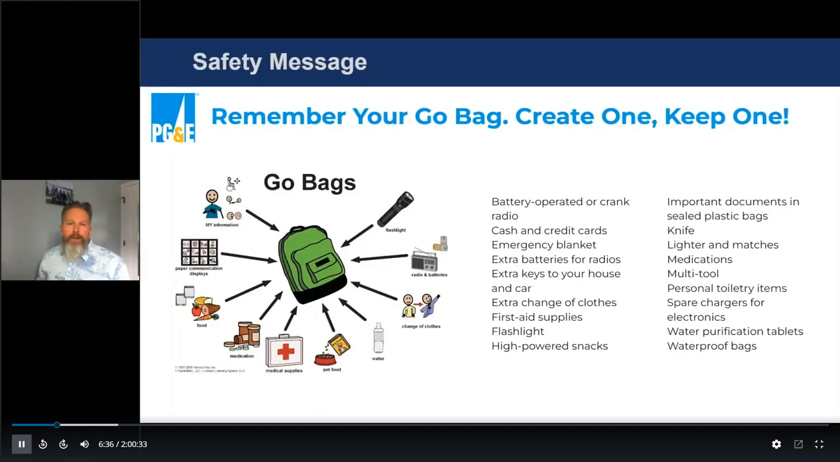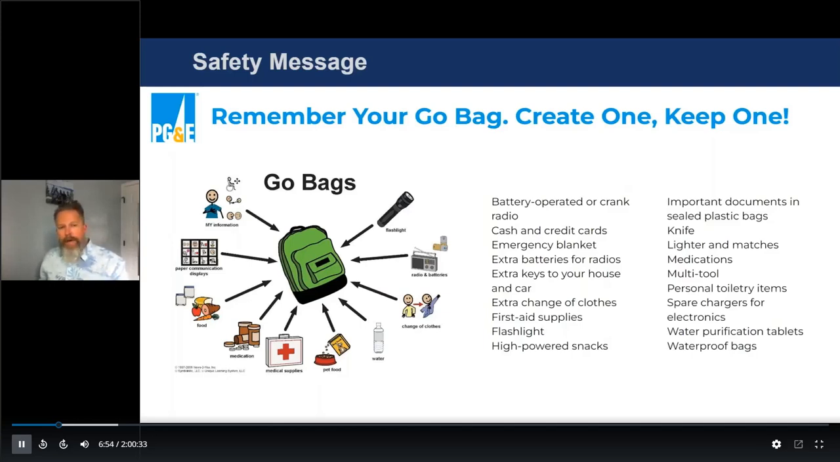A go bag is very important, especially with the wildfires in California. This year we actually got off pretty easy, I think, so I'm very thankful for that. Please make sure that you have one. You create one, keep one, throw it in a closet, so you always have it.